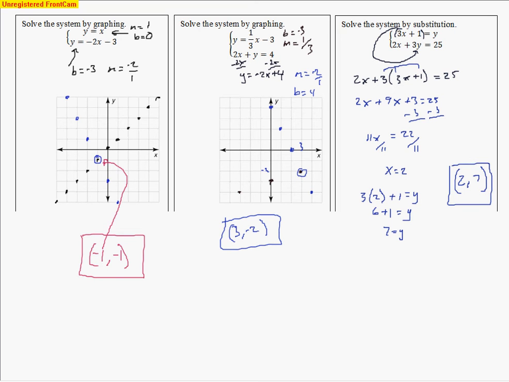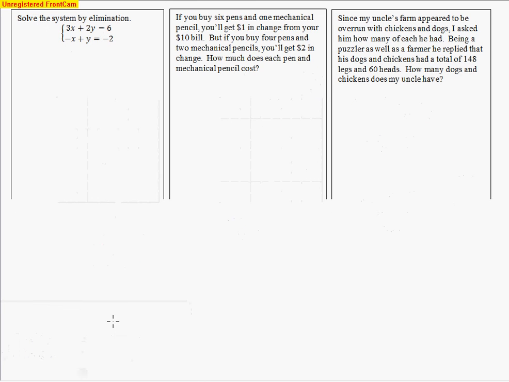So let's take a look at our next 3 problems, and the next one asks us to solve by elimination. So elimination is where I need to modify an equation so I can get either x's or y's to cancel. And I'm going to modify it so I can get the x's to cancel. I already have opposite signs here, so I just need to multiply that bottom equation by 3. And so when I do that, I end up with -3x plus 3y, and this all equals -6. So I just multiplied all the numbers by 3, and that's what I got.